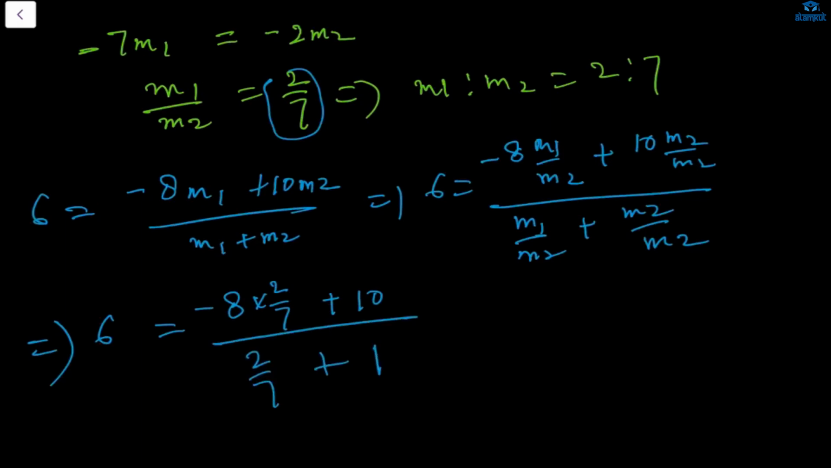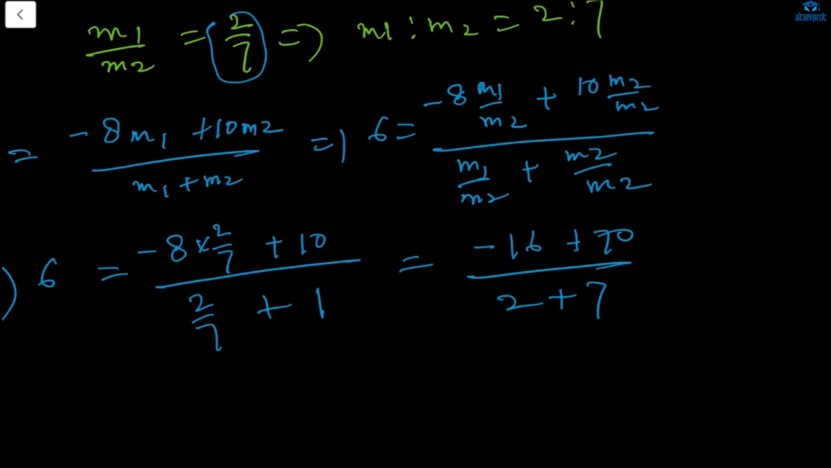Now if you solve it, it will be 6 equals (-16 plus 70) upon (2 plus 7). I'm taking the LCM and then cancelling, and 7 will cancel. Now this is your 70, don't get confused. So it is 54 upon 9. So what we have got: 6 is equal to 6.